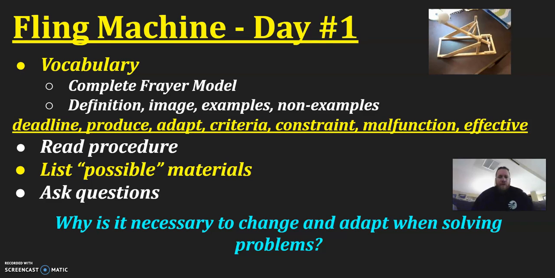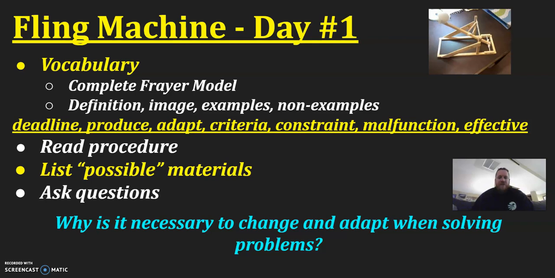Today is day number 1 of our Fling machine project. You're going to do some inquiring and analyzing today, so you're going to start with some vocabulary by completing the Frayer model. The Frayer model, you're going to find the definition of the words, you're going to find an image to go with it, list some examples and then some non-examples. And the words that you are going to work with are deadline, produce, adapt, criteria, constraint, malfunction, and effective.